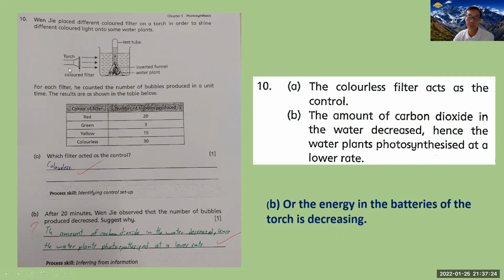Because as they study energy, the chemical potential energy in the batteries is converted into electrical energy. So over the span of 20 minutes, the chemical potential energy in the battery has been used up. So it has decreased. So this will cause lower light intensity. So this answer can be acceptable.